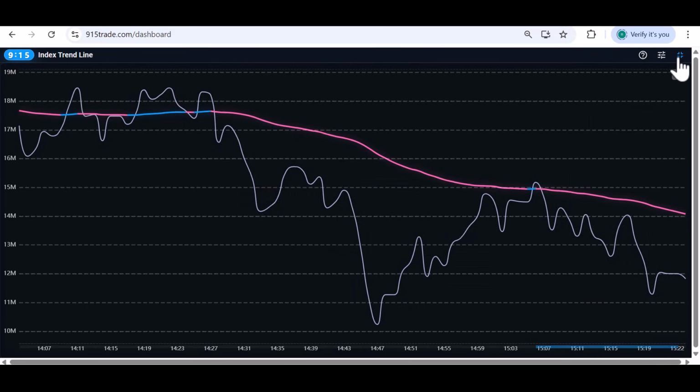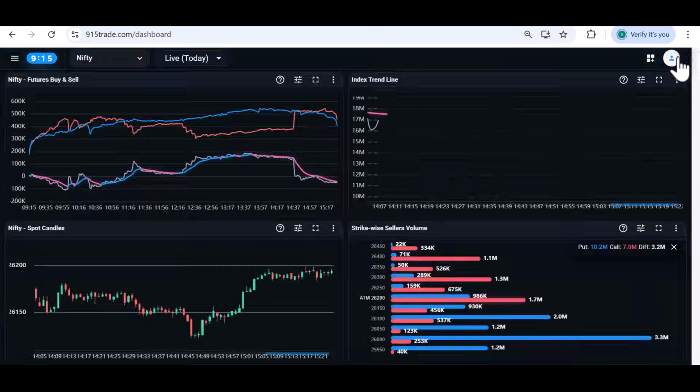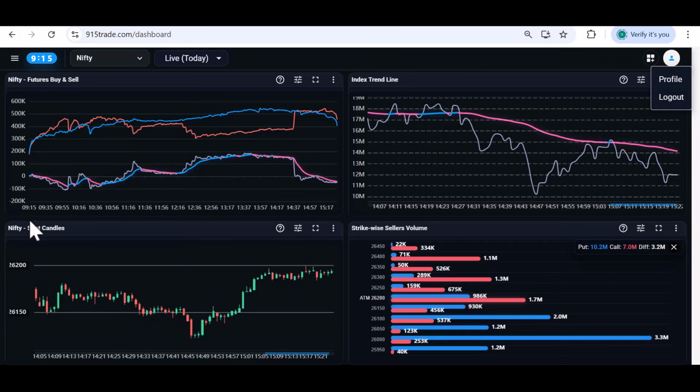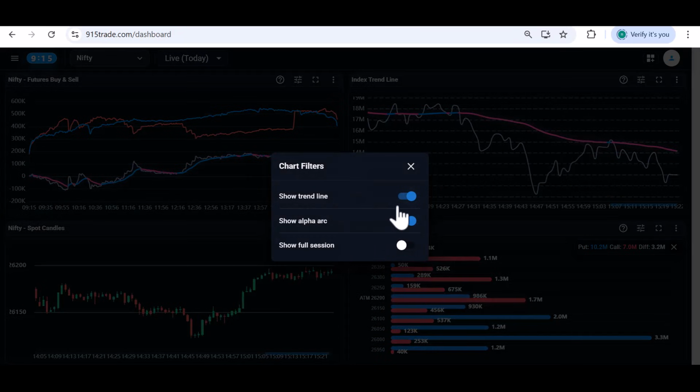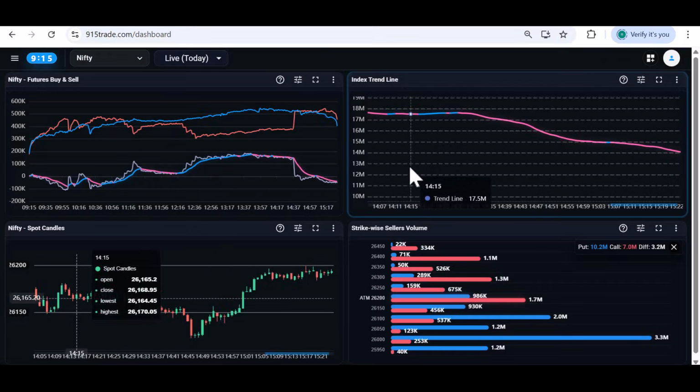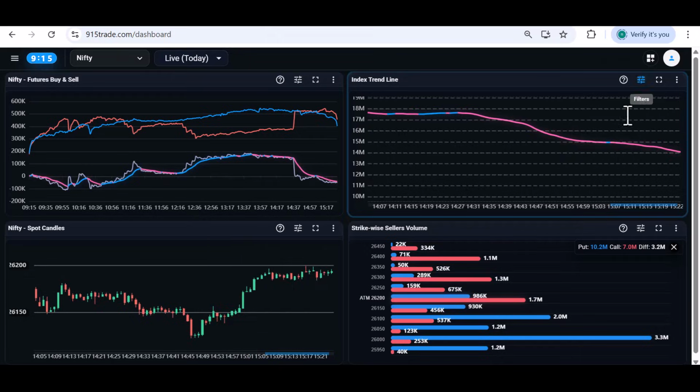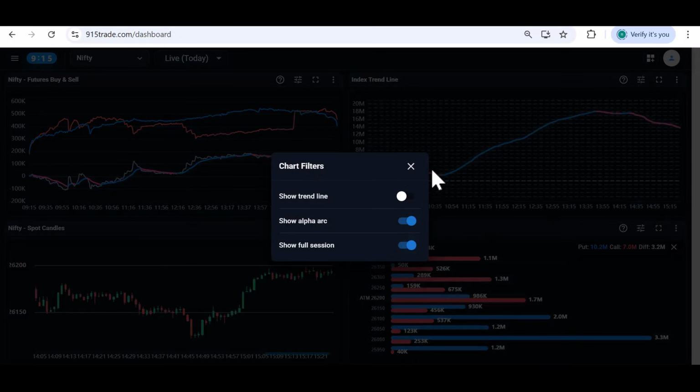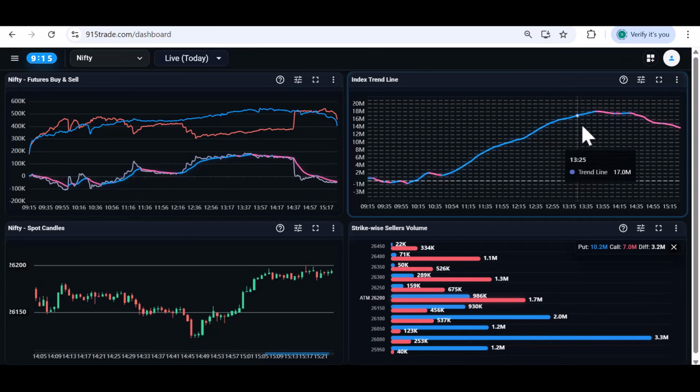This is never a standalone blind signal. Always combine it with markers, opening range, strike levels, and your own plan. But once you start watching price dance around a line that doesn't even use price, you'll never look at regular charts the same way again. The power of pure volume analysis on 915 trade.